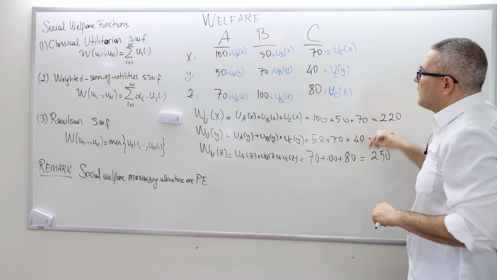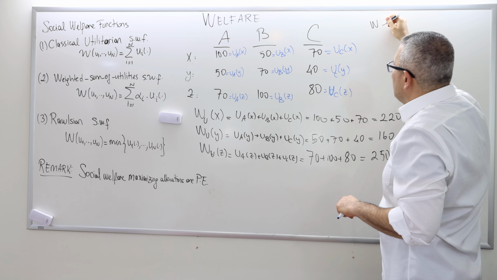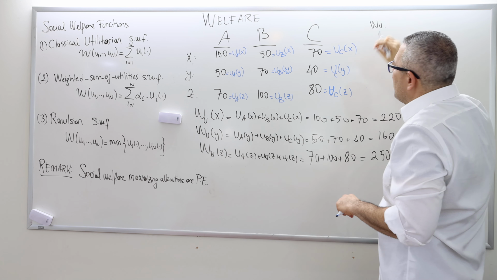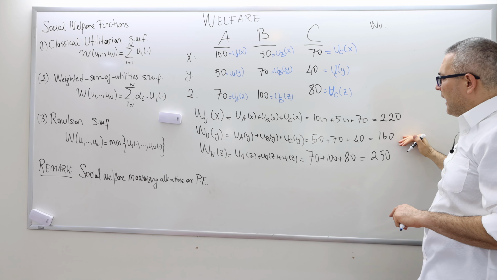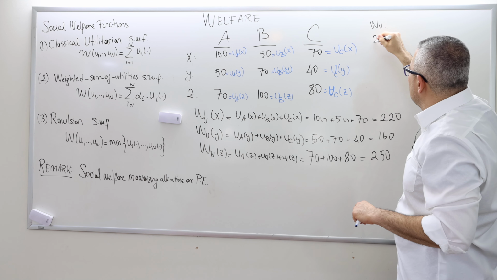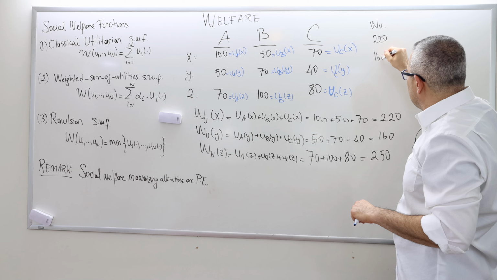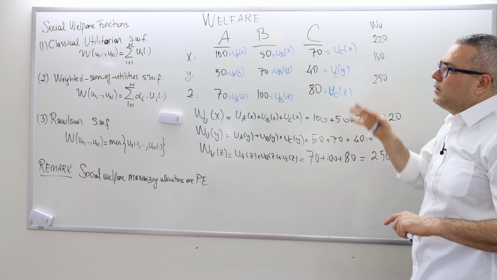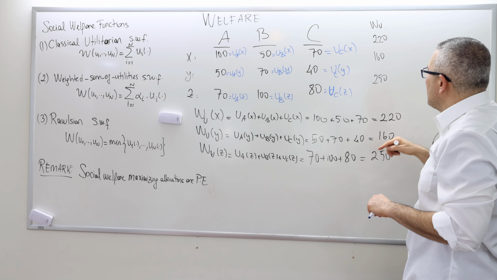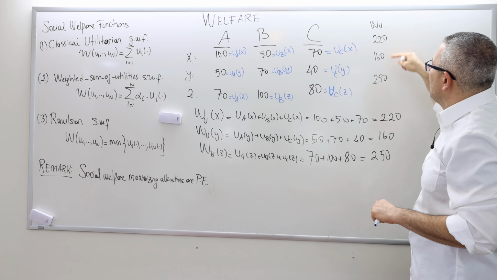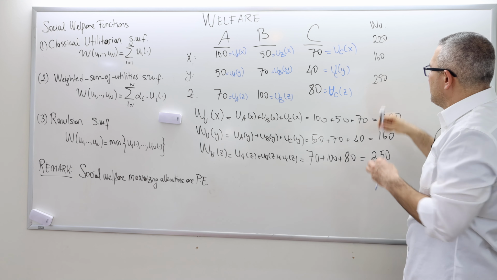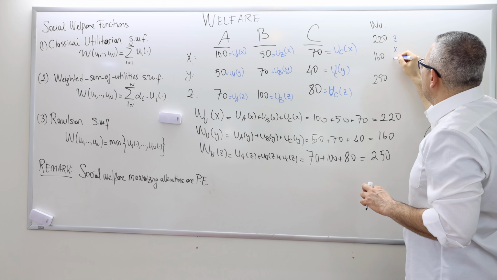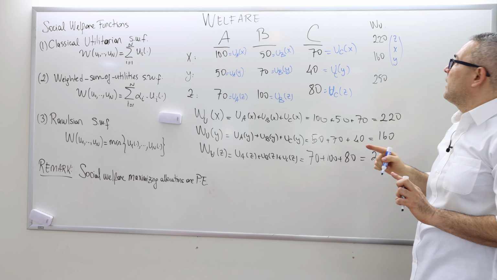So it means the social utility of the alternatives according to the utilitarian is as this. So X is 220, Y is 160, and then Z is 250. So according to the utilitarian social welfare function, which alternative is the best? Alternative Z is the best, all right? So that's what it means. So Z is the first best, and then X, and then Y is the worst alternative, all right?